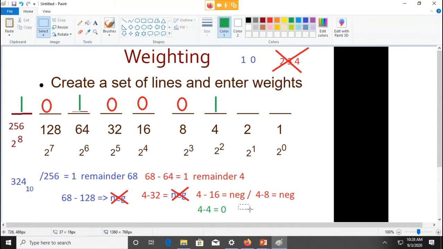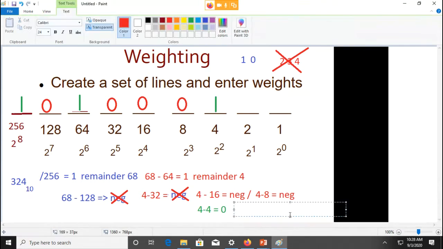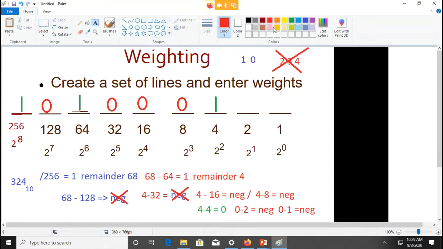So if we take 0 and subtract the next column from it, 0 minus 2, of course that's going to be a negative. Or if we look at the last column, 0 minus 1, that's also going to be a negative. Anytime we have a negative, these ones don't work, and so we put zeros in for those.